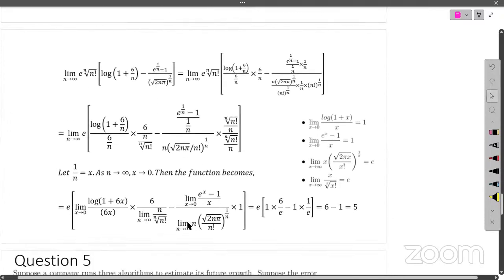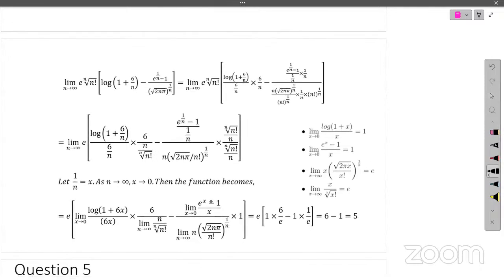So here is the solution. I'll just go through it, because if I try to write it down, it will become a mess. First, we have four limits, and we want to use them. So first we try to achieve these forms: log of 1 plus x upon x, e to the power x minus 1 upon x. All these forms we try to achieve and then apply the limit.